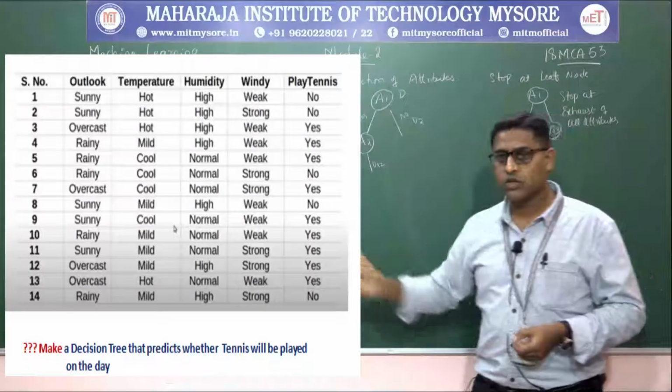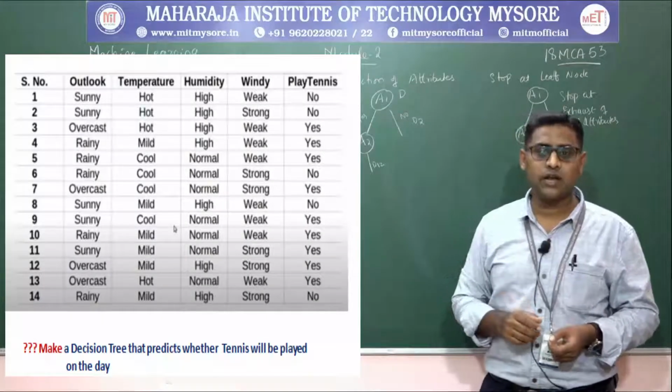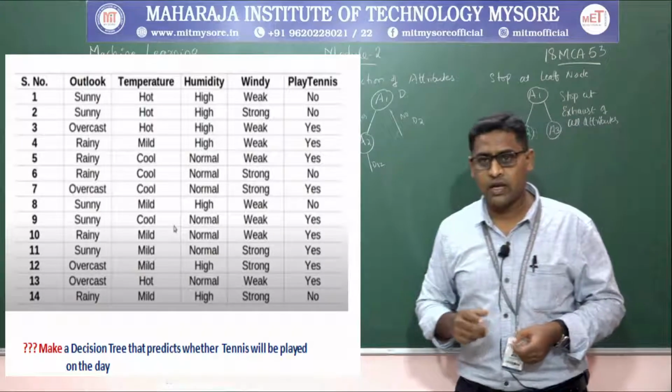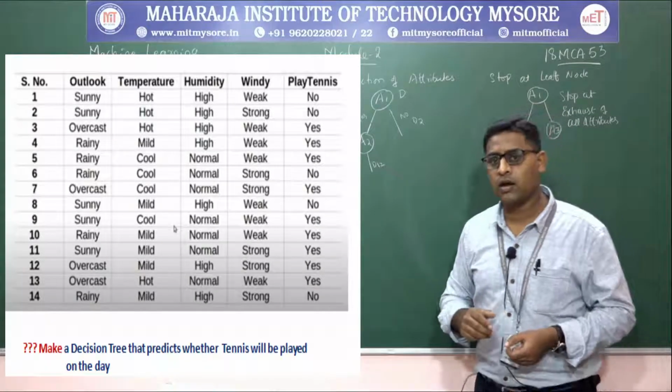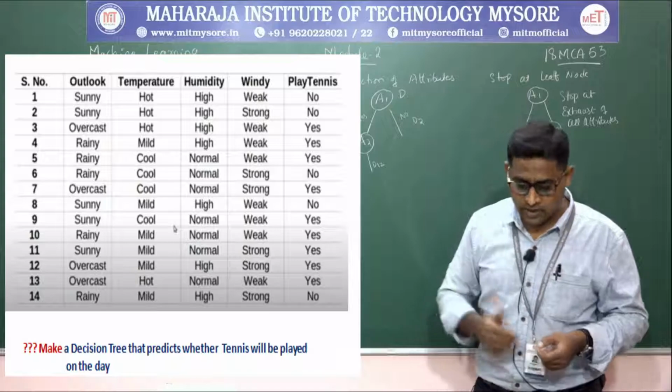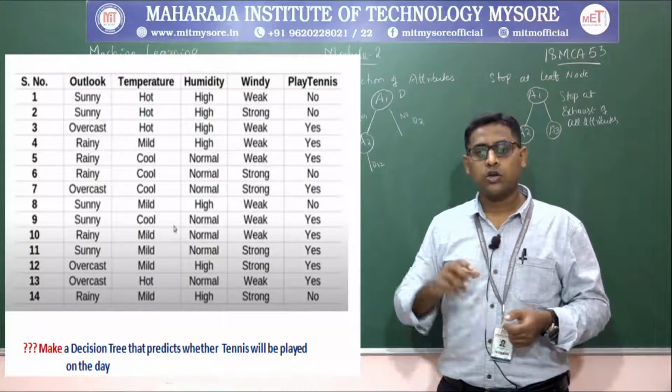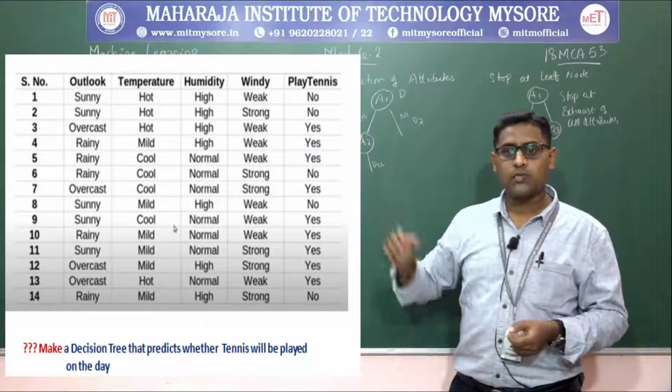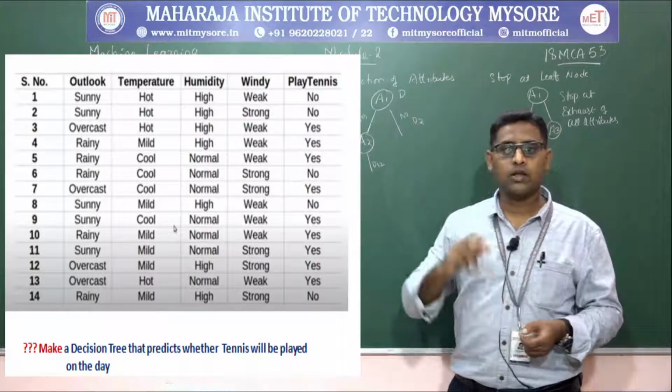Now at the bottom we have shown that you need to make a decision tree for these predicates, whether tennis will be played on that day or not. That means on a particular day, whether tennis can be played or not. So you need to make a decision tree that predicts whether tennis will be played on the day.